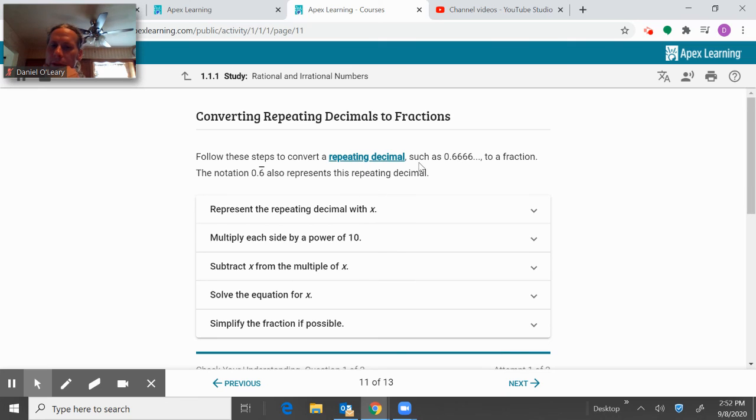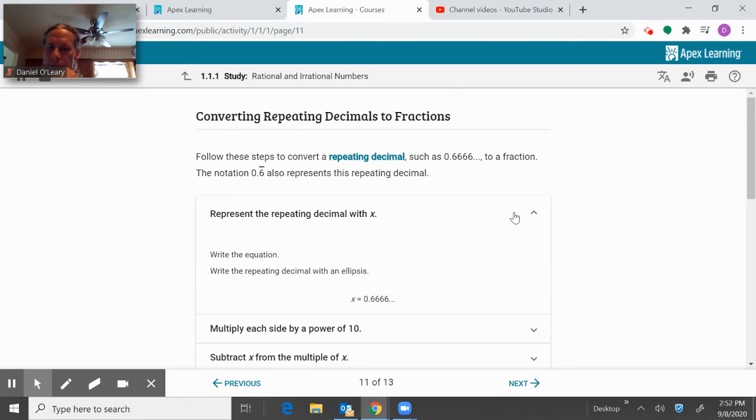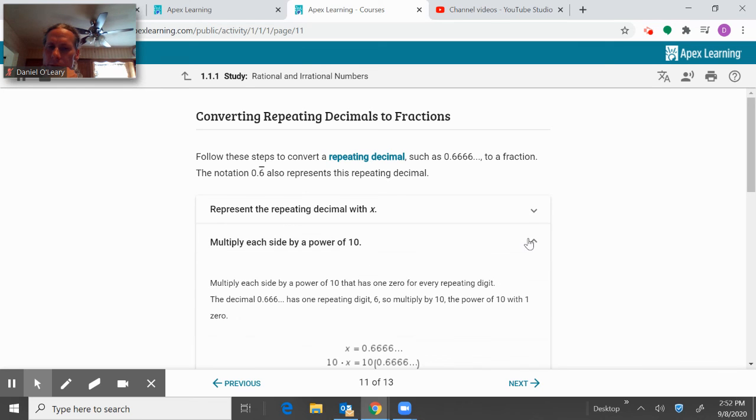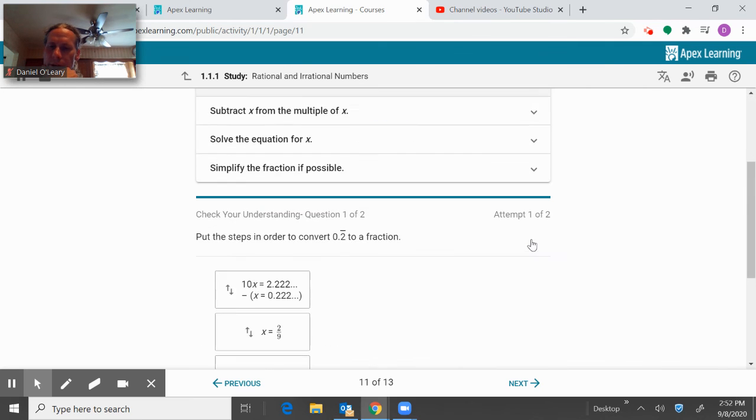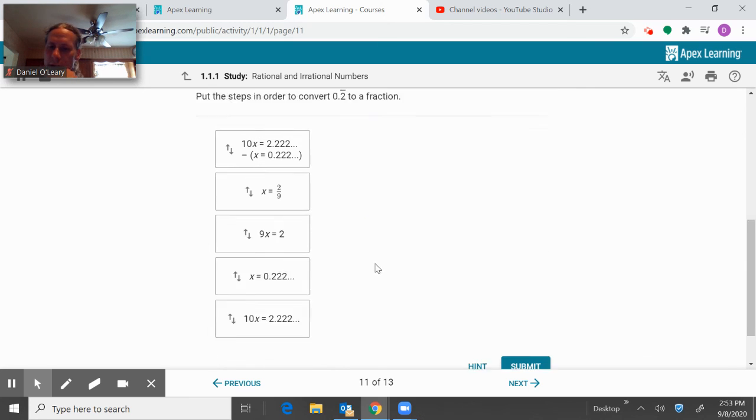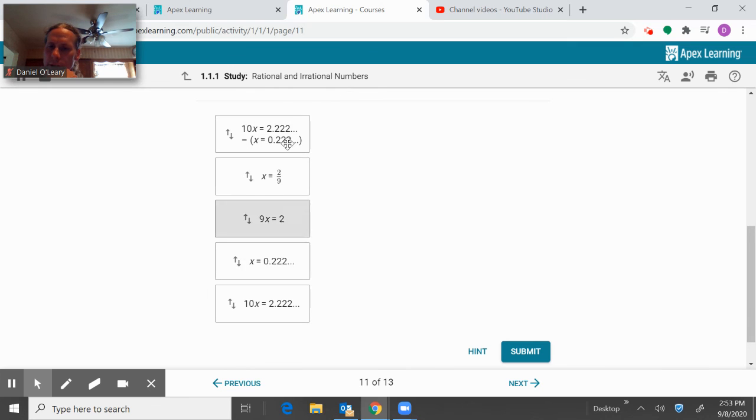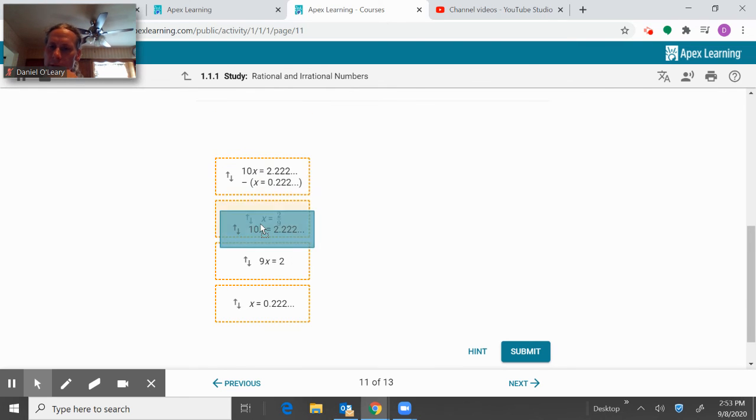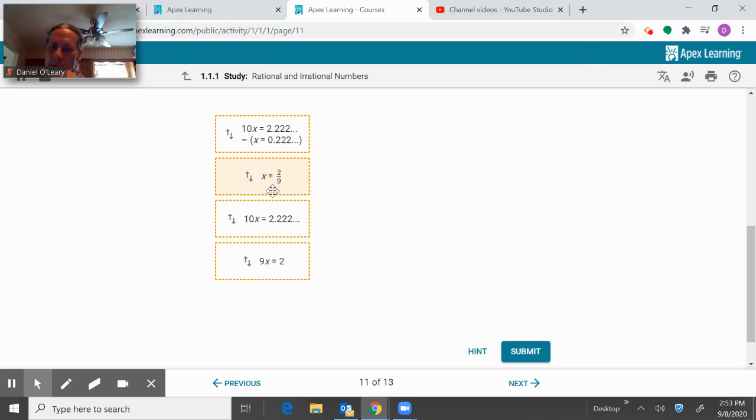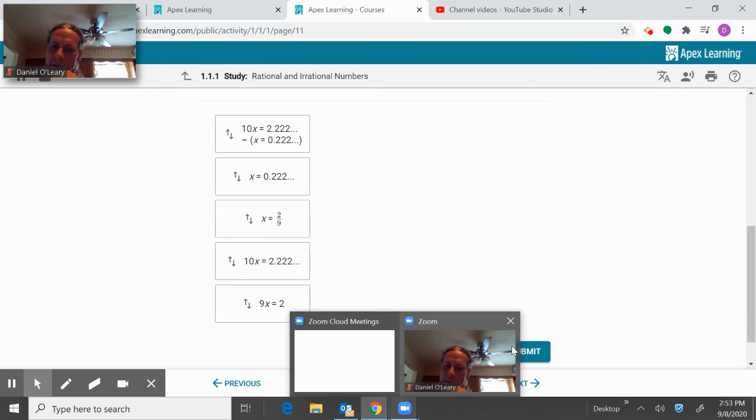Okay, more about repeating decimals. And again, you have some drop downs here that can help you. Anytime you see those arrows, you can drop down. And again, put the steps in order to convert 0.2 terminating decimal to a fraction. So what would you do first out of these 5 choices? It's kind of like dragging them where you think they would go, and then it changes the order. So whatever order you think goes until you get the right order, and then you submit.